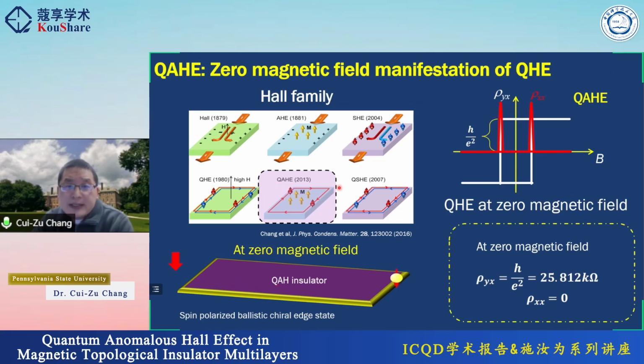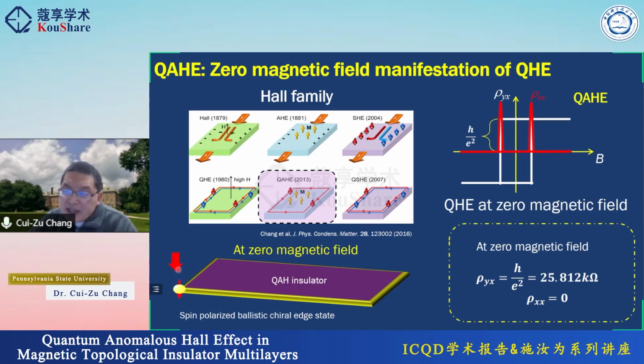The quantum spin Hall effect is just the two-dimensional topological insulator. So today in my talk, I will focus on the quantum anomalous Hall effect. In the quantum anomalous Hall effect, at zero magnetic field, the Hall resistance is quantized, and at the same time, the longitudinal resistance is zero.